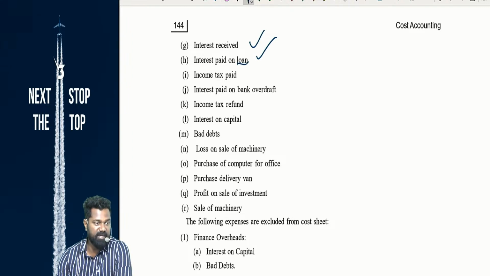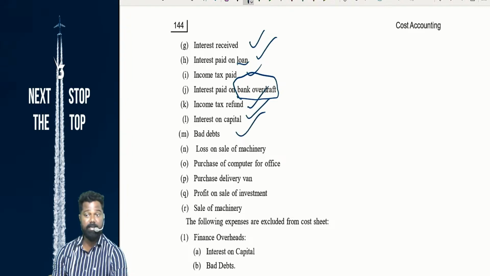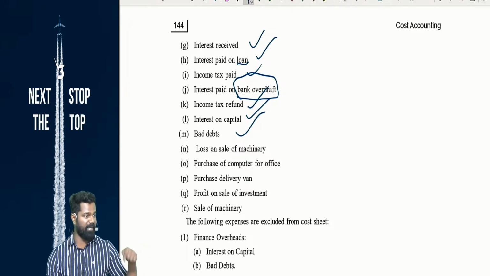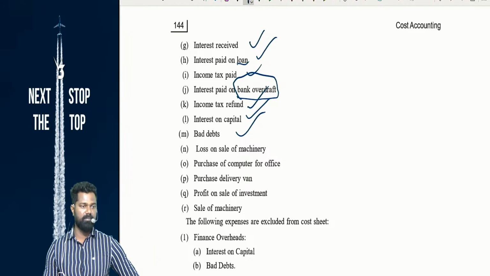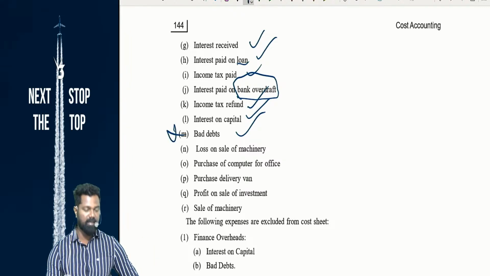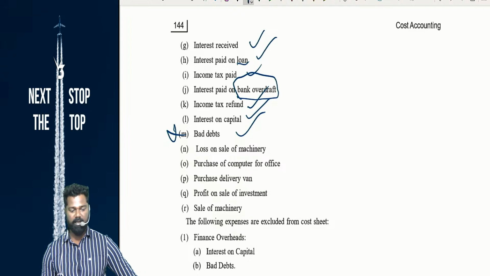Financial loans: if it is working capital, consider. Next, income tax paid should be ignored. Interest paid on bank overdraft. Next, income tax refund, interest on capital, bad debts. I told you there are two types of people, one to be considered, one not to be considered, but generally whatever ICSS you follow, do not consider. So bad debts, what will we do? We ignore them. Are you clear or not?